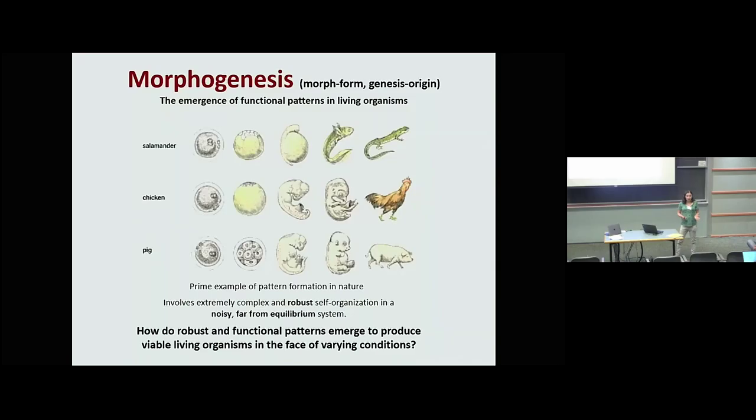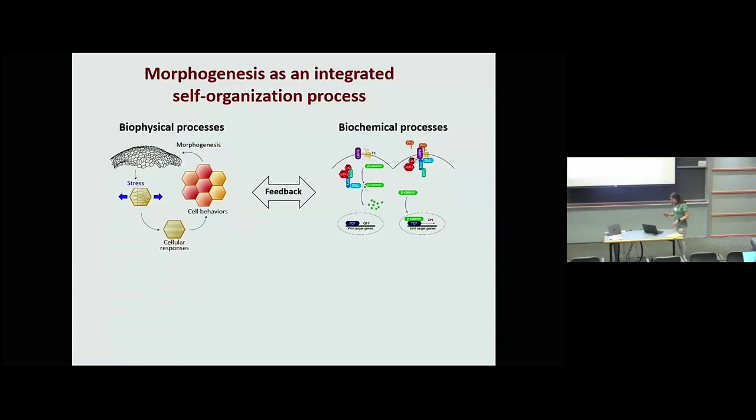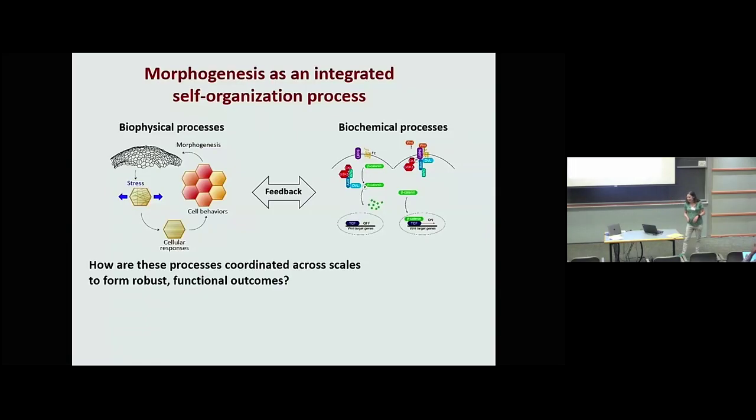And it's really not well understood how these robust and functional patterns emerge in the face of a very noisy environment. Generally, morphogenesis emerges from the integration of multiple biophysical and biochemical processes with extensive feedback between them. But it's really not well understood how these processes are coordinated across scales to form robust and functional outcomes.